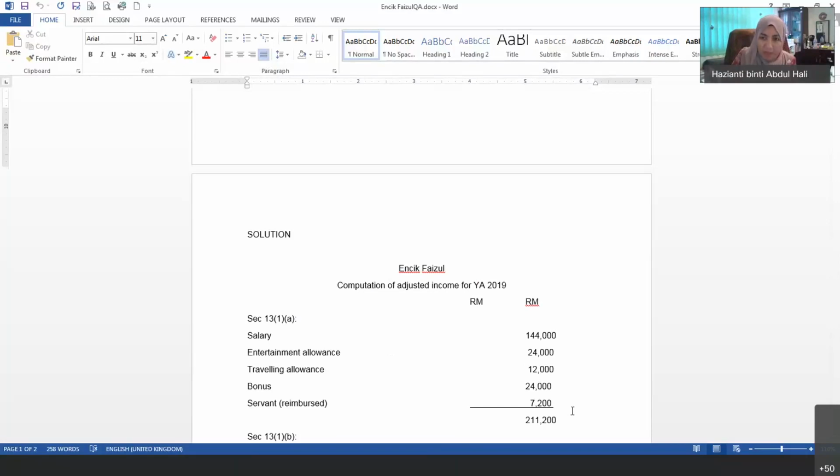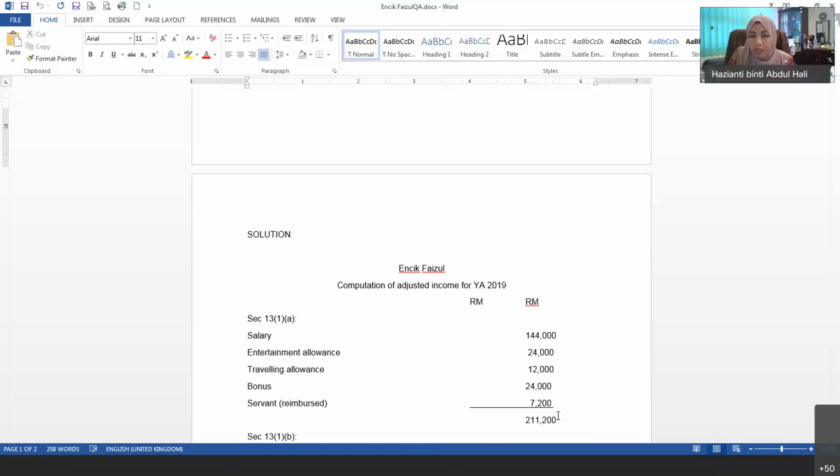All the cash benefit already included. So your section 31A would be 211,200. So please, I do not want you to just copy the answer. I want you to do it with me so that you get the concept, and later on when you have to do another question, you don't have any more problems or issues attempting the question.